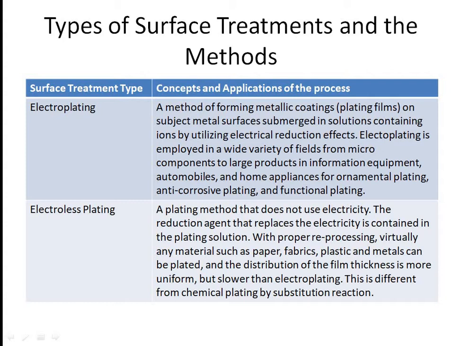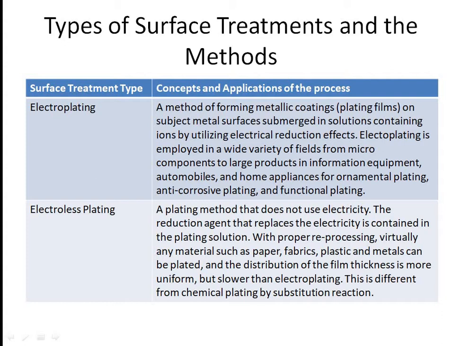So this is a method of forming a metallic coating, an electroless plating method which does not use electricity. In electroplating it uses electricity, but in electroless plating the method does not use electricity. The reducing agent that replaces the electricity is contained in the plating solution itself.